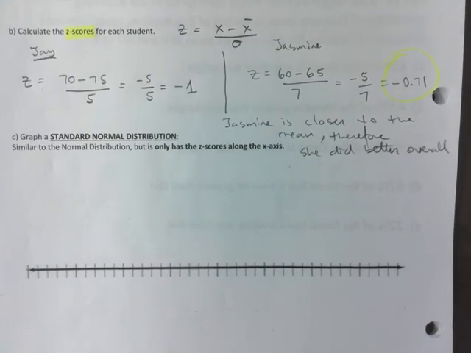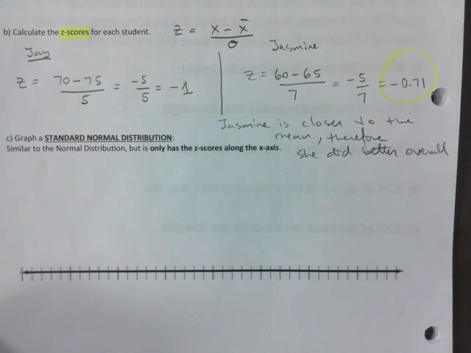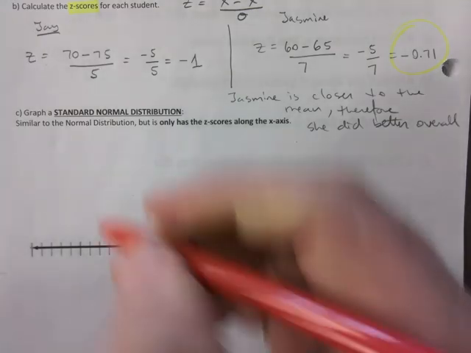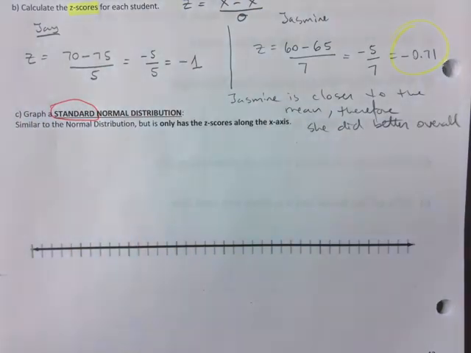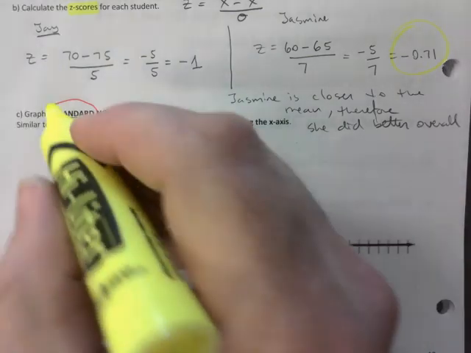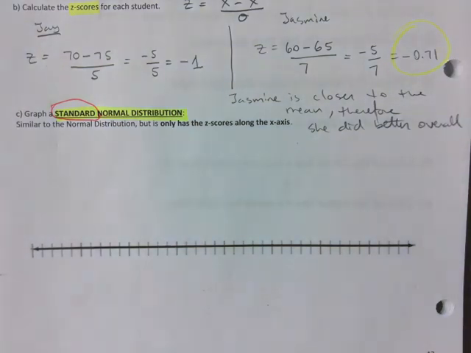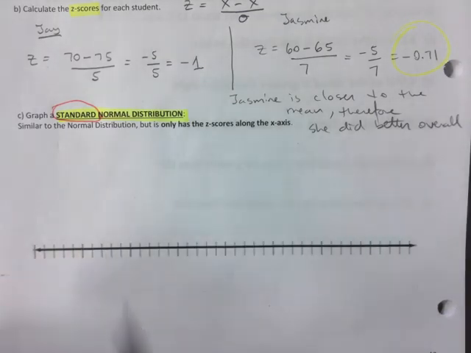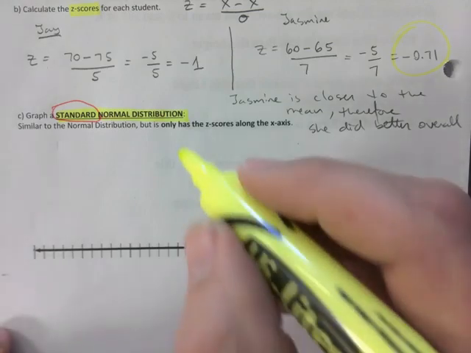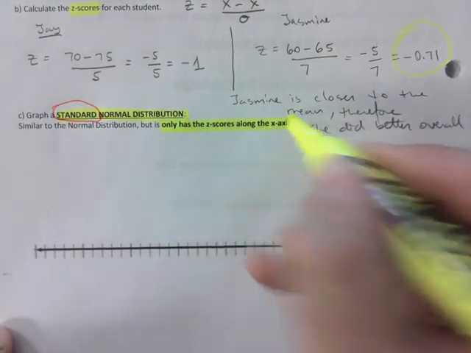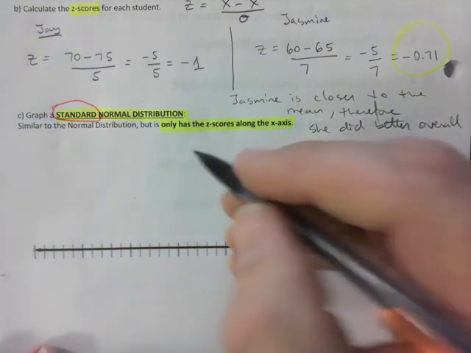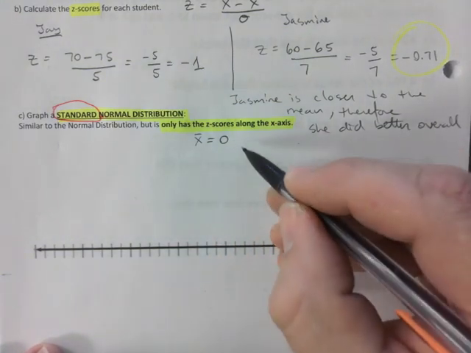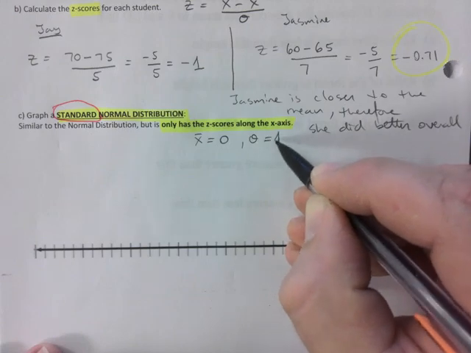Okay, let's put them both on the same grid here. This is a standard normal distribution. It's similar to a normal distribution, but it only has the z-scores along the x-axis. And what's my mean when I'm talking z-scores? 0, right? And my standard deviation is 1.